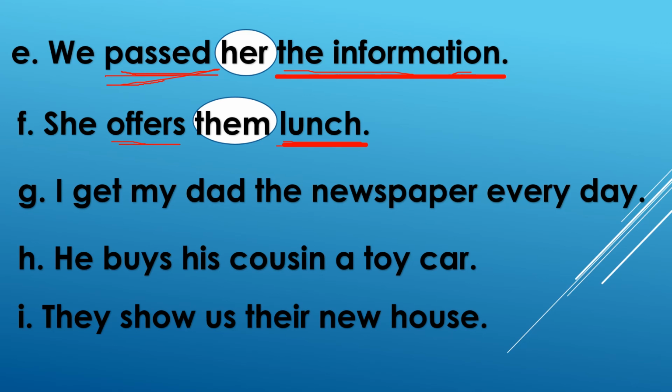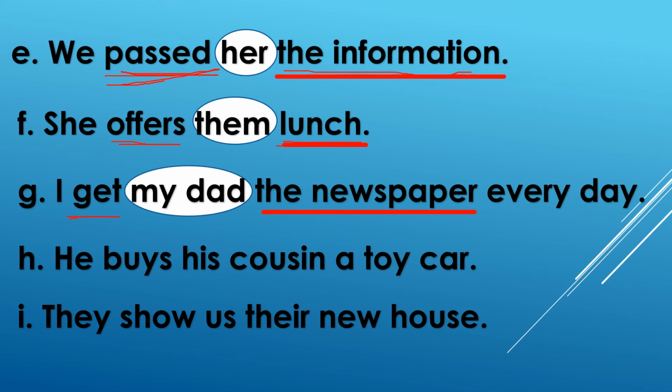Letter G. I get my dad the newspaper every day. So get here is the action verb. So what did I get? The newspaper. So the newspaper here is the direct object, so underline. So I get the newspaper for my dad. So my dad will be the indirect object. So circle my dad, the indirect object, and underline the newspaper, the direct one.